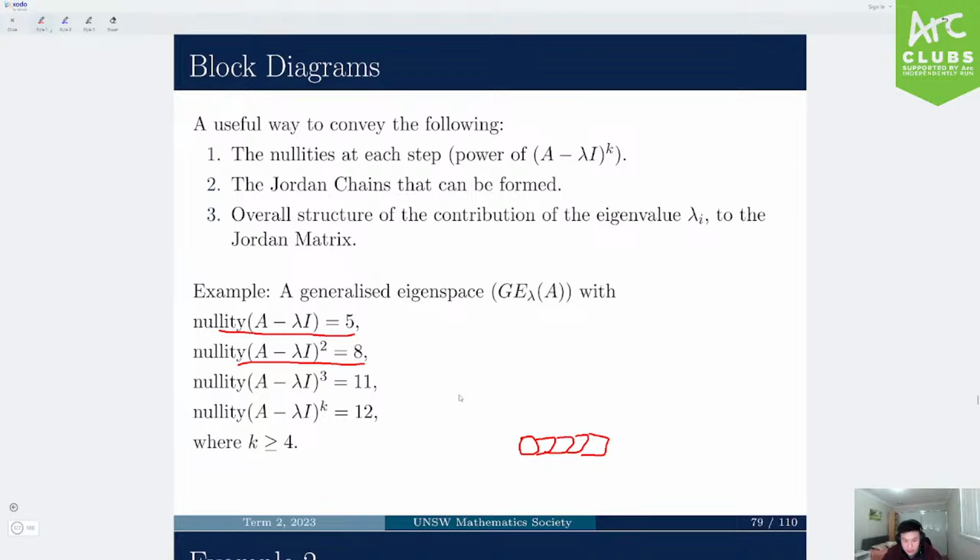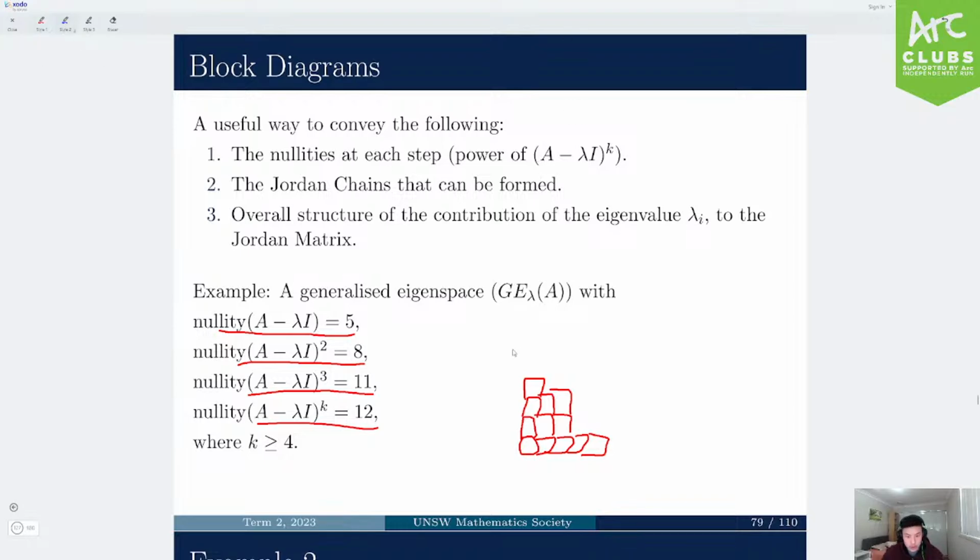And if we look at the nullity of A minus lambda I squared, that's going to be 8. So we have to add on 3 more Jordan blocks, and we add it on to the second layer, like this. Same thing: the nullity of A minus lambda I cubed is 11, so we need to add on another 3 blocks on the third layer. Okay, and the nullity of A minus lambda I to the k is going to be 12, so we need to add on 1 more block on the fourth layer.